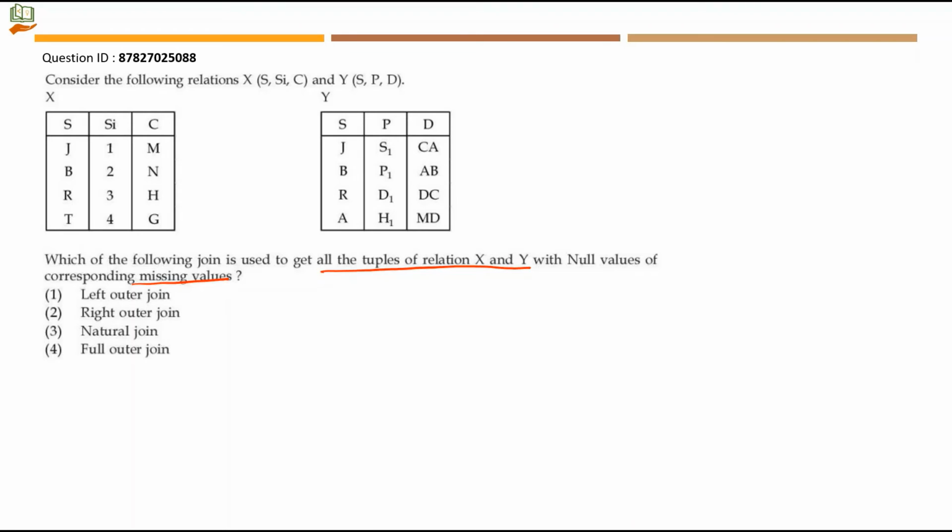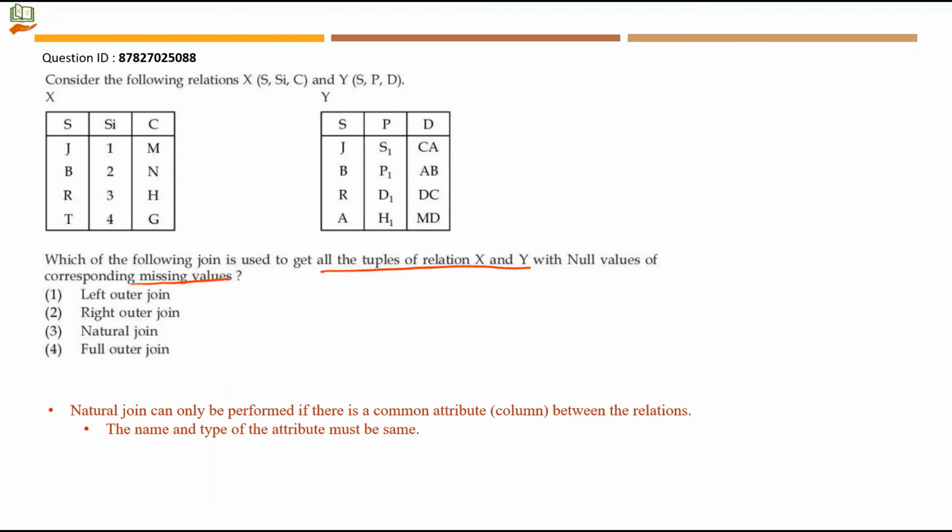So in left outer join we had tuples only from the left side, and the missing values from the right relation are filled with null values. In right outer join, we took the tuples from the right relation and whichever values are missing on the left side are filled with null values. So the definition of left outer and right outer is not matching here. We have to check the other two joins.